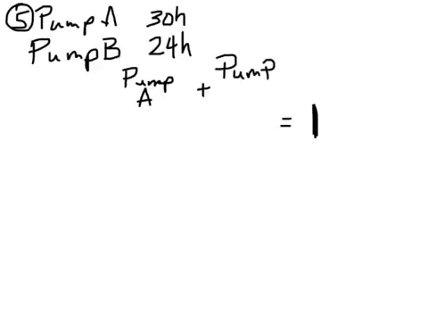They're working the same amount of time, so we can describe how much work each one of them does in terms of how long they worked out of how long it would have taken them to do the whole job. So for instance, pump A takes 30 hours to do the whole job, but it didn't work 30 hours. It only worked a certain amount of time. We'll call it T. Okay?